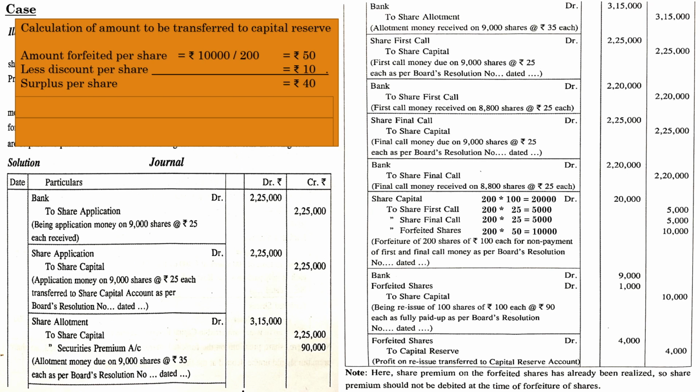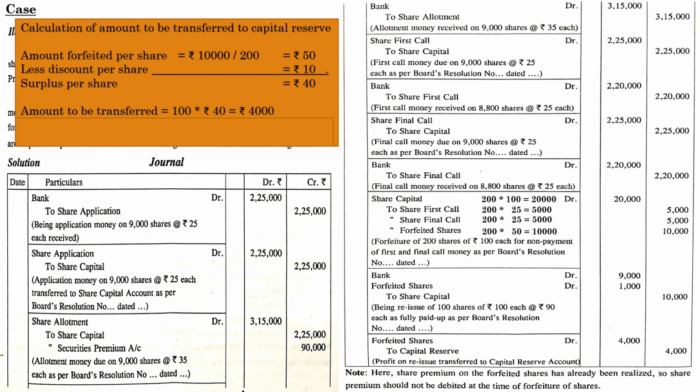Next, the amount to be transferred to the capital reserve is on the basis of this particular surplus. So the amount to be transferred to the capital reserve is, for one share, 40. So how many shares were issued? 100. So 40 into 100, 4,000. See, this is how you have to find the amount to be transferred to the capital reserve. I believe you have understood the concept.